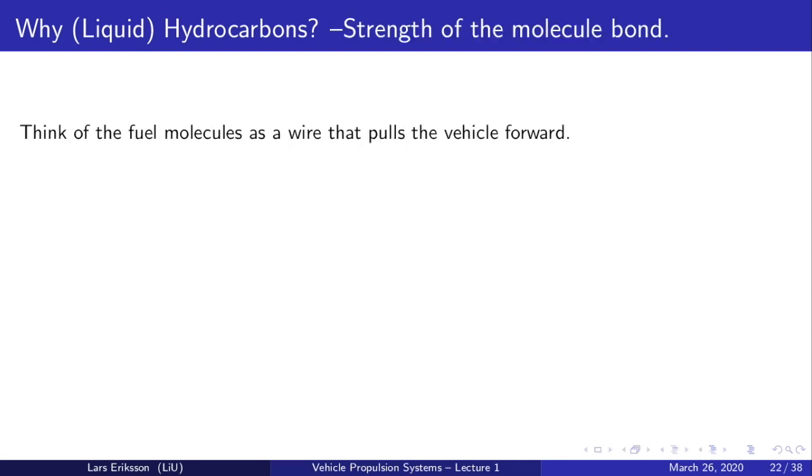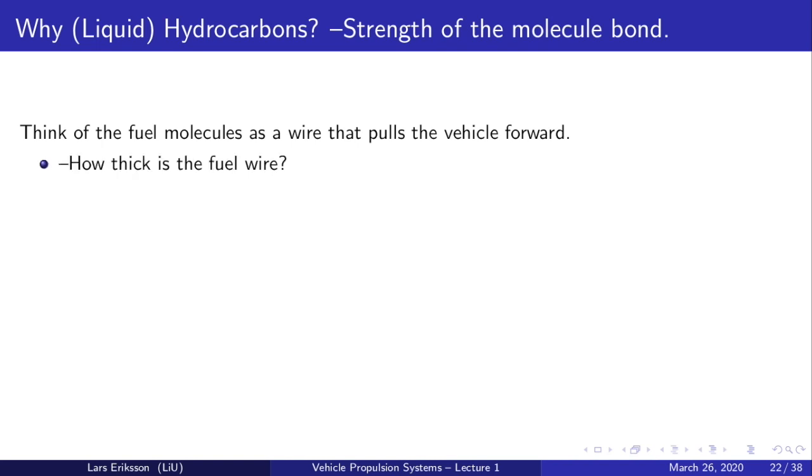In this example, we will look at the strength of the molecule bond, and we can start thinking about the fuel consumption, which is a volume over a distance. We're calculating liters per 100 kilometers. And liters, that's a volume, divided by a distance, becomes an area. So we could think of the fuel molecules as a thin wire that is pulling the vehicle forward.